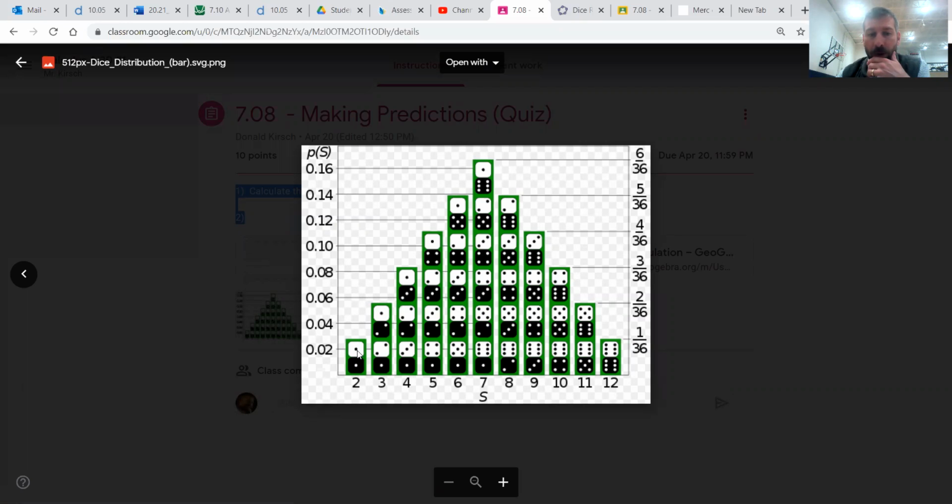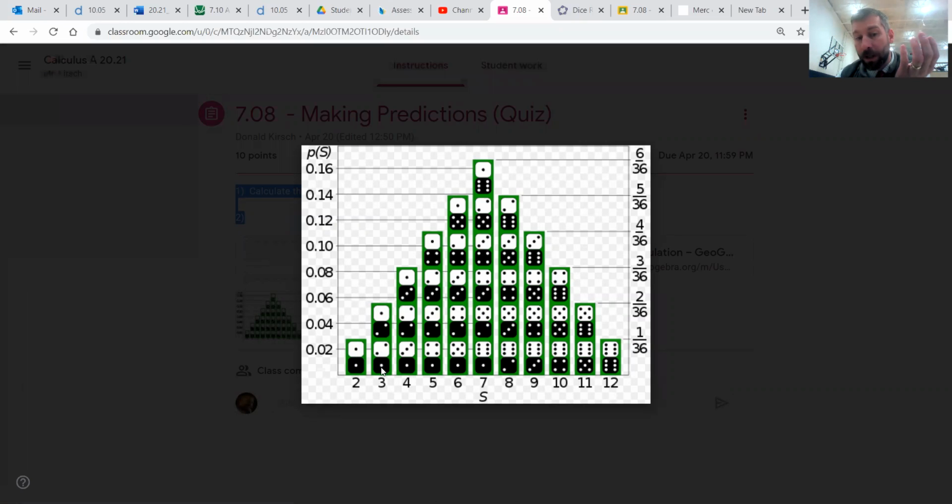The only way to get a 2 is a 1 and a 1. The only way to get a 3 is if one of your dice is a 1, the other is 2, or vice versa. Or maybe if I'm rolling a black and a white die, they switch where one is a 2 and the other one's a 1. So a 1 and a 2 and a 2 and a 1 both give me a 3. Whereas for a 4, I got a 1 and a 3, a 3 and a 1, and a 2 and a 2.